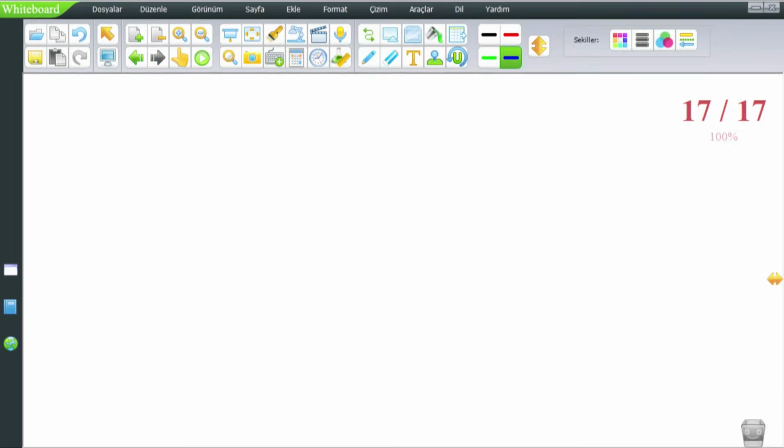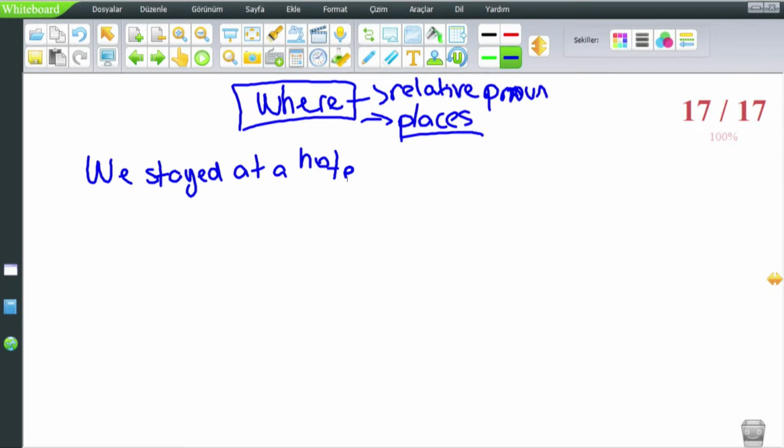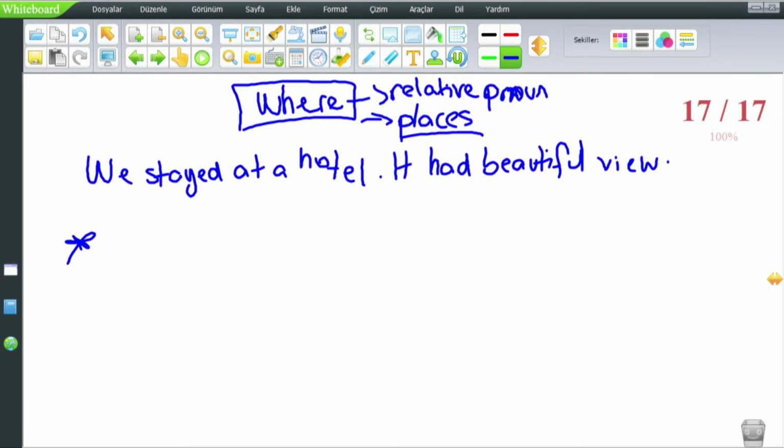And now, we will give examples using where, this relative pronoun. We said that we use this particular relative pronoun to define places. This is important. For example, we stayed at a hotel. It had a beautiful view. I am talking about doing something at somewhere, which actually defines place. We stayed at a hotel, it had a beautiful view.